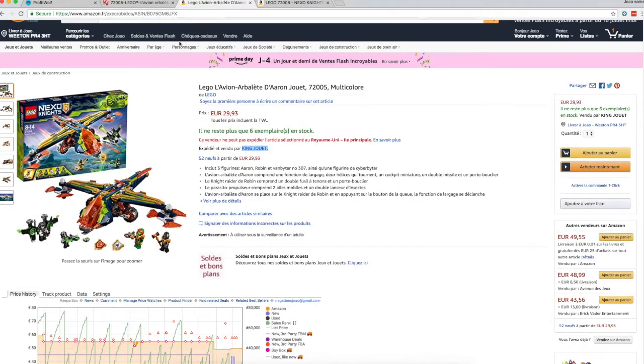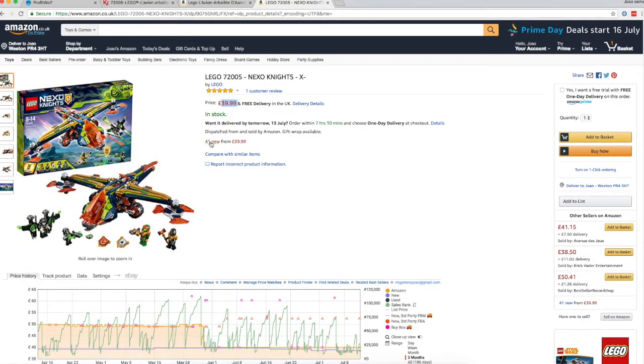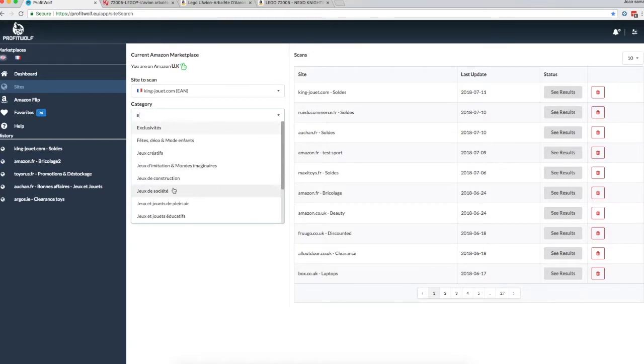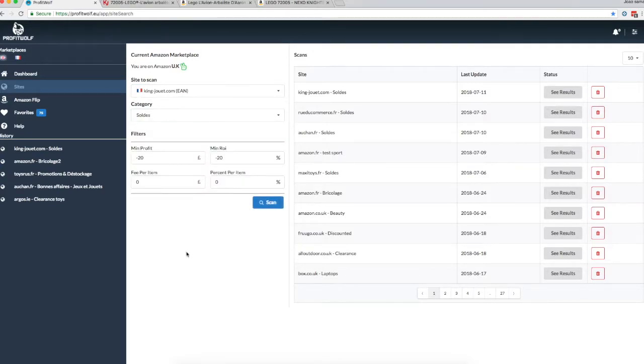And obviously here, this guy, they're not holding the buy box anymore. So you have the freedom to sell this product here, and you'll make some good money. And the trick, if you want to use Profit Wolf here, is to, instead of comparing your products against France, you're going to compare your products against UK. Select your site, select the sales, and then you scan and you're good to go.